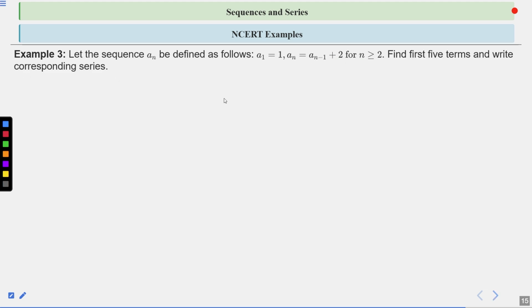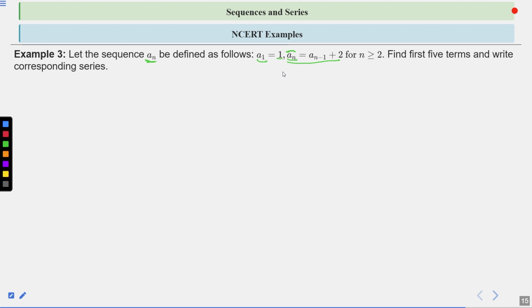Now this example. Let the sequence a_n be defined as follows. The first term is simply 1. Now we describe a recurrence relation here. As you all see, the upcoming term totally depends on the previous term. So the nth position term is nothing but the (n minus 1)th term plus 2. So just add 2 to the previous term in order to get the nth position term.